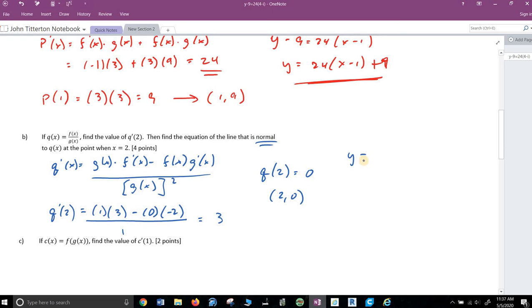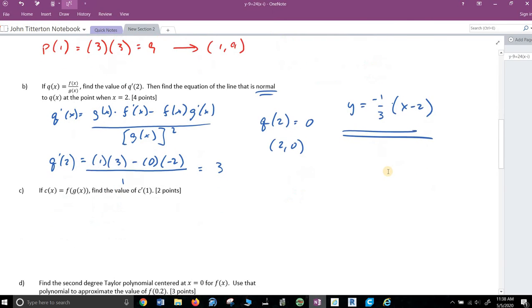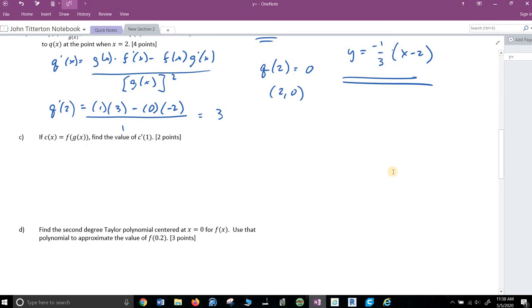So y equals, because it's y minus 0, this is what I talked about. Don't be in a rush. Stop, read the question, catch your breath, underline things. X minus 2. And then they're going to do a little chain rule. Of course they are.